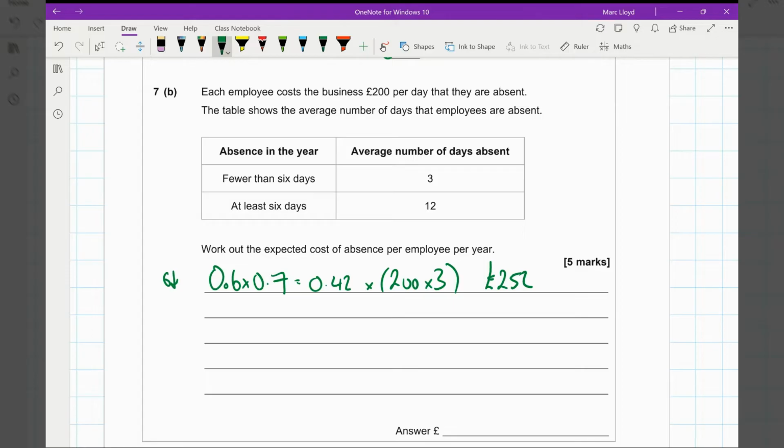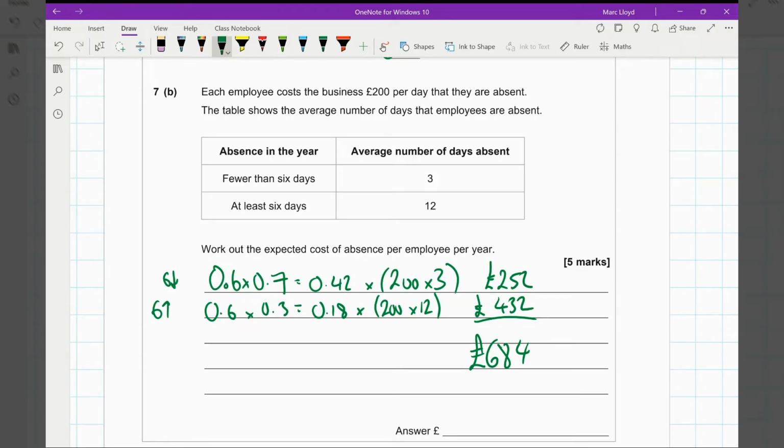Now then, at least 6 days, so 6 or more. That's 0.6 times by 0.3, which gives us 0.18. Notice that those two will add up to 0.6. And then we multiply that by the 200 times by that 12 value. And once you've run that through the calculator, that will give you 432. The last bit that you do for this is add it up, 684. And hopefully you've seen how that works.